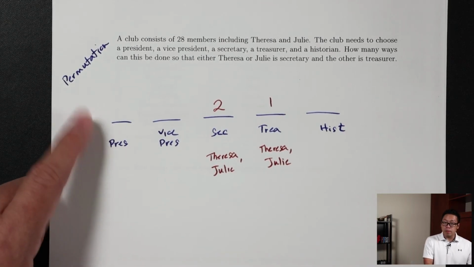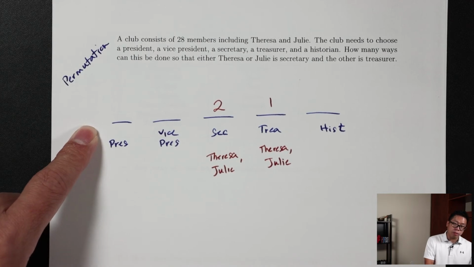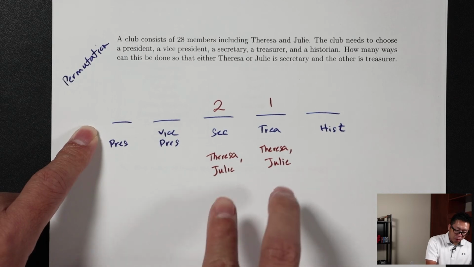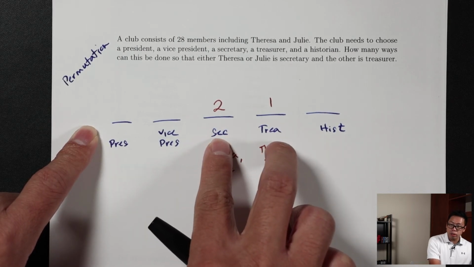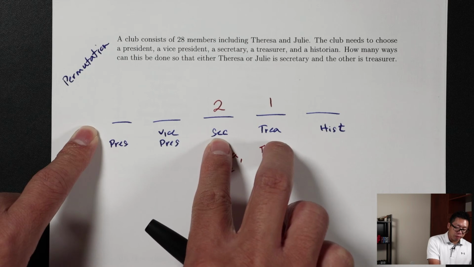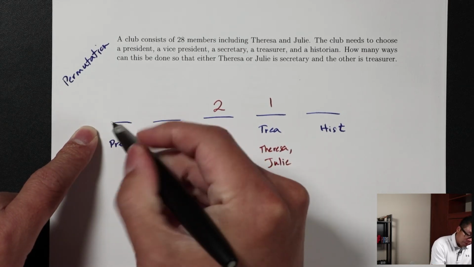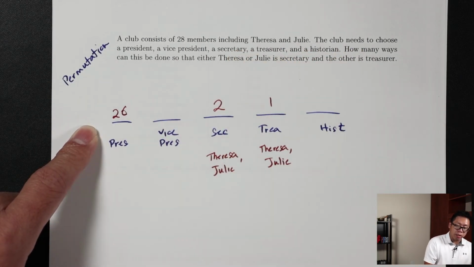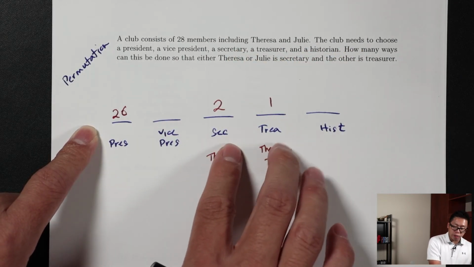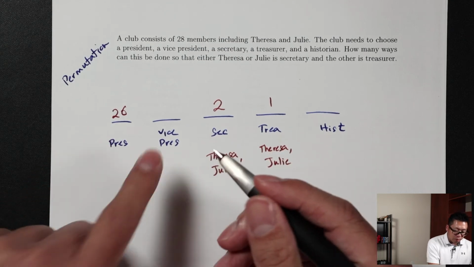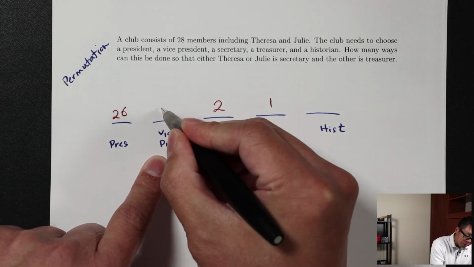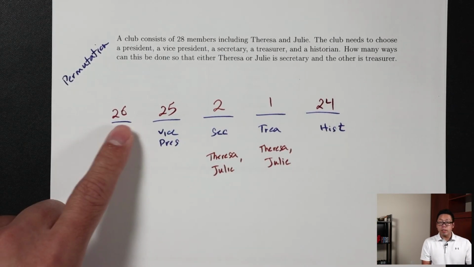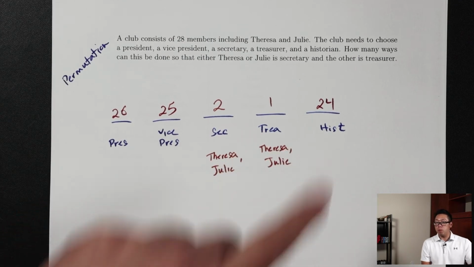And now for the other blanks. How many people do we have to choose from? 28 members total, but remember, we already have Teresa and Julie for secretary and treasurer. So we have to subtract off 2, which means there's 26 people left. So 28 people total, but then I took away Teresa and Julie because they are already secretary and treasurer. Because we cannot repeat, reduce: 25, 24. 26 times 25 times 2 times 1 times 24.